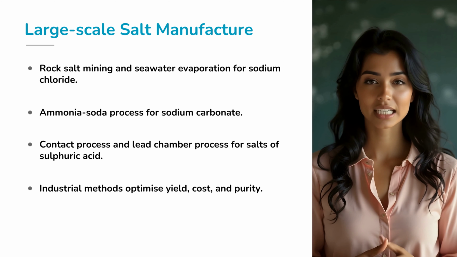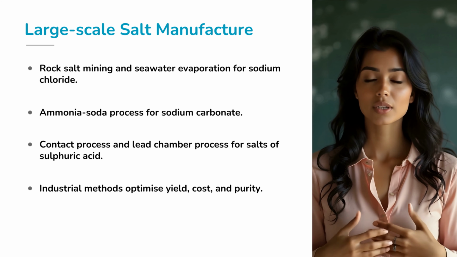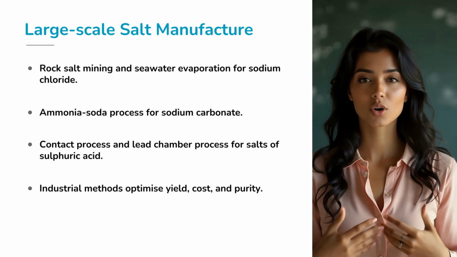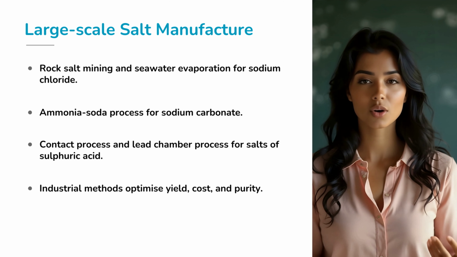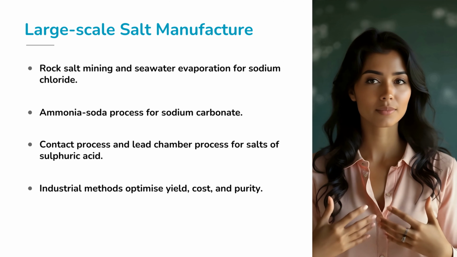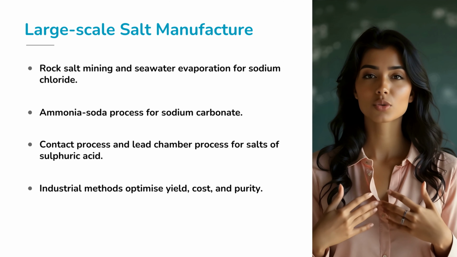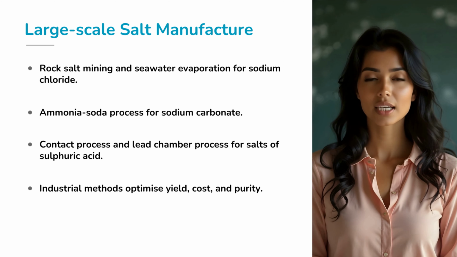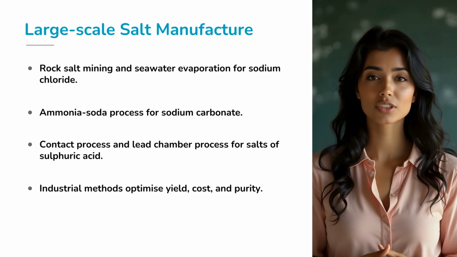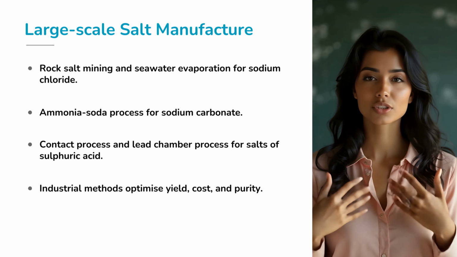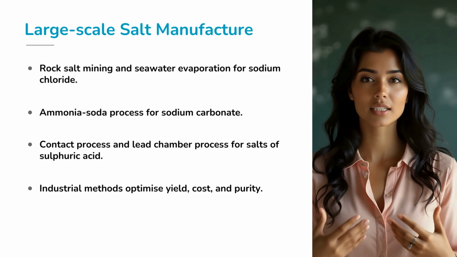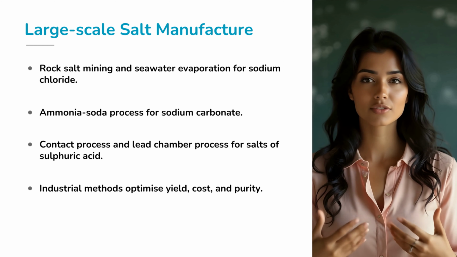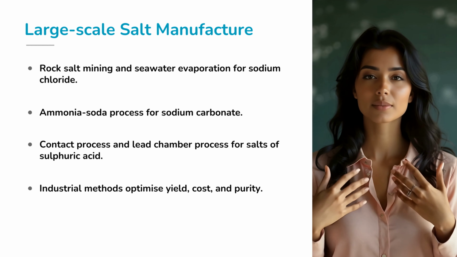On the industrial scale, salt preparation is all about efficiency, cost, and purity. Sodium chloride is commonly obtained by mining rock salt or evaporating seawater. The ammonia soda process is used to manufacture sodium carbonate in bulk. For salts of sulfuric acid, methods like the contact process and lead chamber process are used. These large-scale methods are essential for producing the salts needed in agriculture, chemical manufacturing, and everyday products.